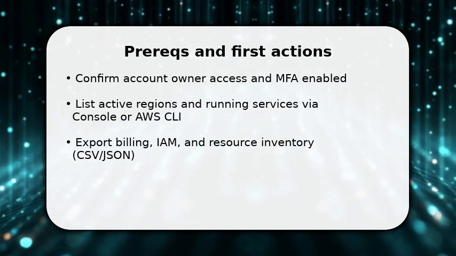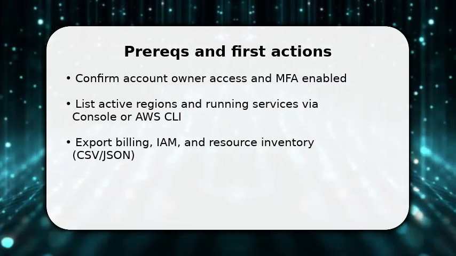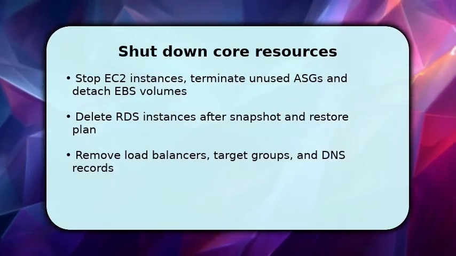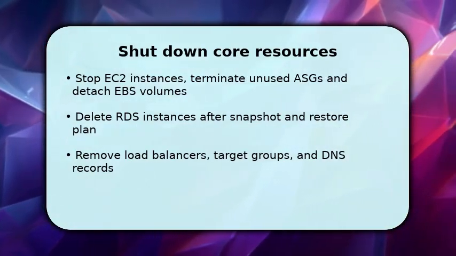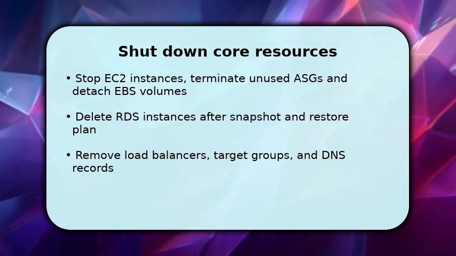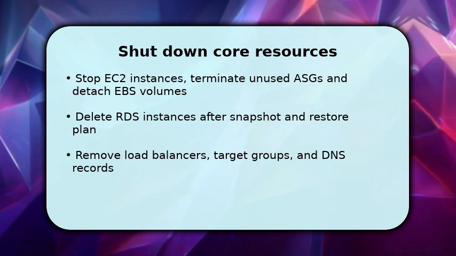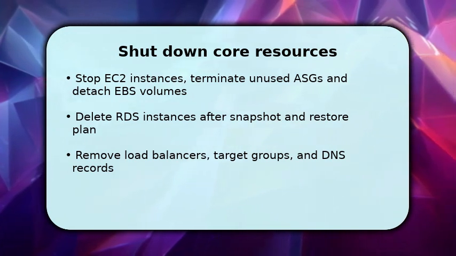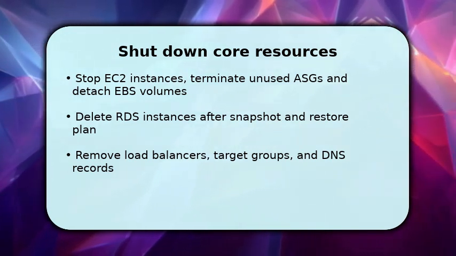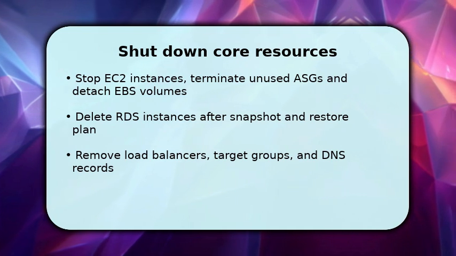You should shut down compute and database resources next because they incur the biggest costs. Stop or terminate EC2 instances, scale down or delete auto-scaling groups, and safely detach EBS volumes after snapshotting if needed. For RDS, take a final snapshot, verify backups, then delete instances to avoid charges.